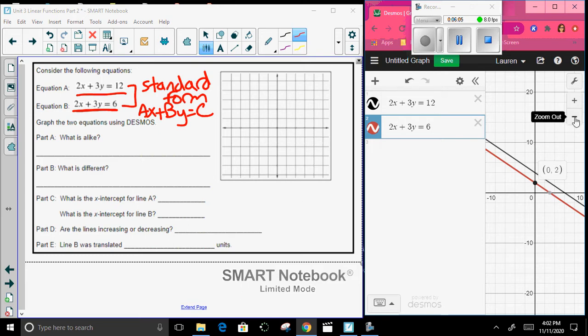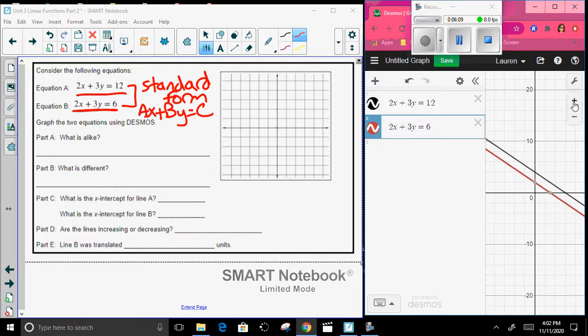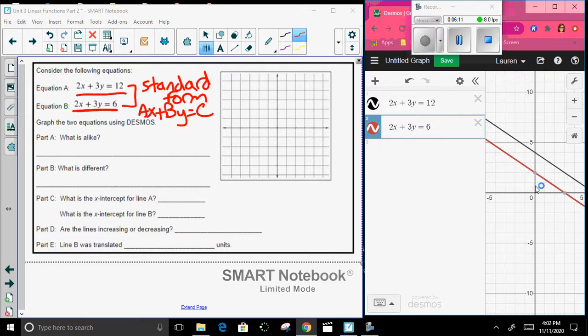If I zoom out a little, or actually I want to zoom in. If I zoom in a little, it should make it then count by 1. So I go from 0 to 1, then to 2. Okay, so you probably always want your graph to be counting by 1 so you don't make any silly mistakes.